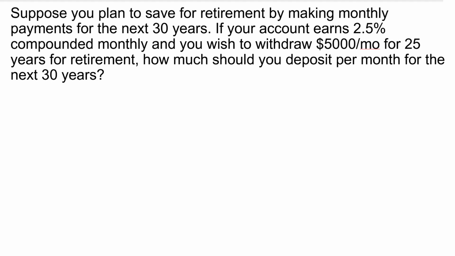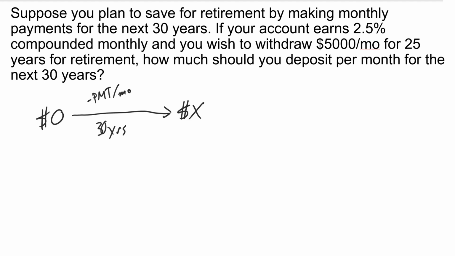So we can kind of think of it as we're starting at $0. We're saving up money until retirement by adding in payments. And when we invest those payments into the bank, they would be negative. So that's per month into the account. That's going to be over 30 years. And that's going to give us some value, X dollars. We don't know how much that is, but we need to figure it out.